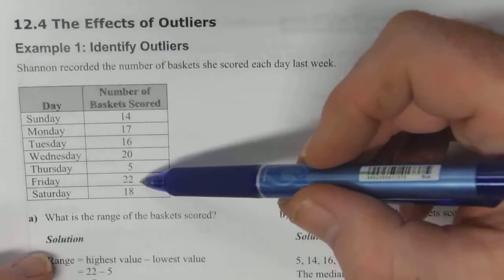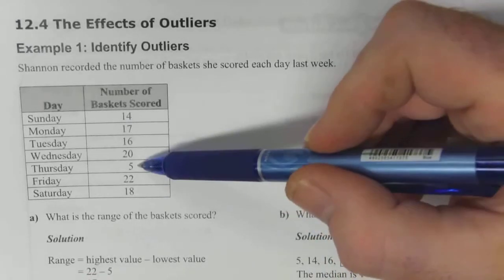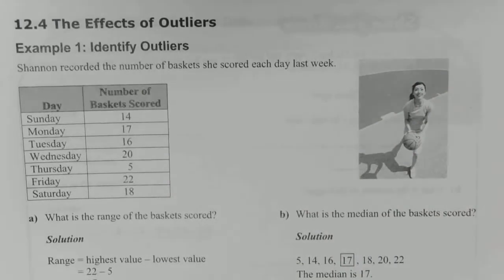So the highest value here is 22. And we're subtracting the lowest value, which in this case happens to be 5. So we've got a range of 17.